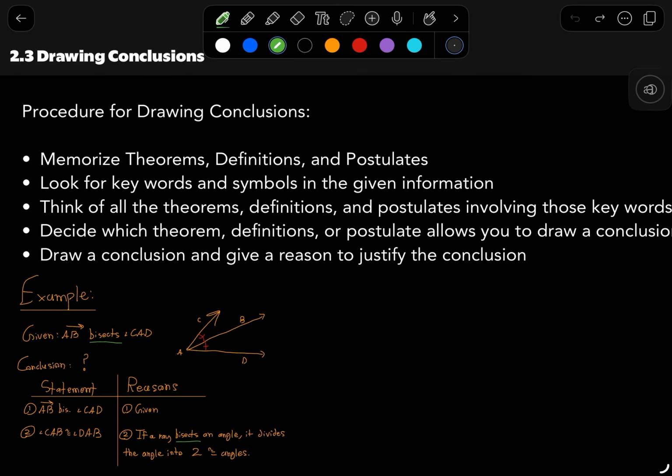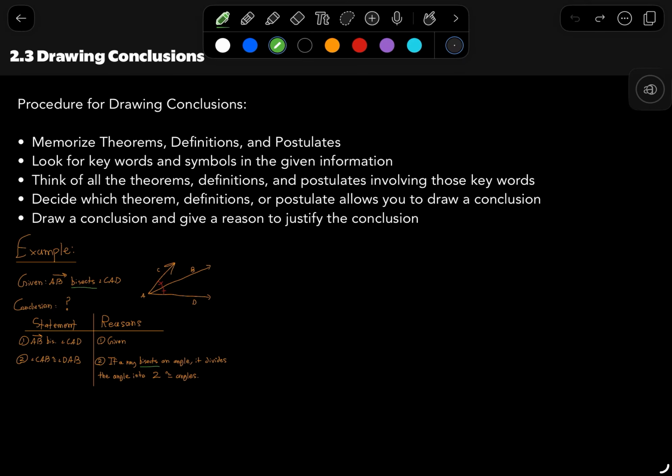The next step is to take those keywords that you see in the problem and associate them with theorems that you know. Think of all the theorems and definitions you have learned that involve or are related to those keywords. It doesn't make sense to think of right angle congruency if you're given bisectors and midpoints. So again, think of only the theorems that associate with those keywords.